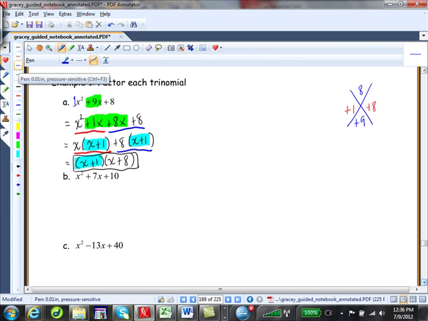Next problem's pretty similar. Notice the positive in front of the 10 tells me I have the same sign in front of my middle terms. This sign here is a positive, so that means I have two positives. So I need to find two numbers that multiply to be 1 times 10, which is 10, and have a sum or difference of 7. Good, a sum. So what two numbers fit the bill? Good, positive 5 and positive 2.